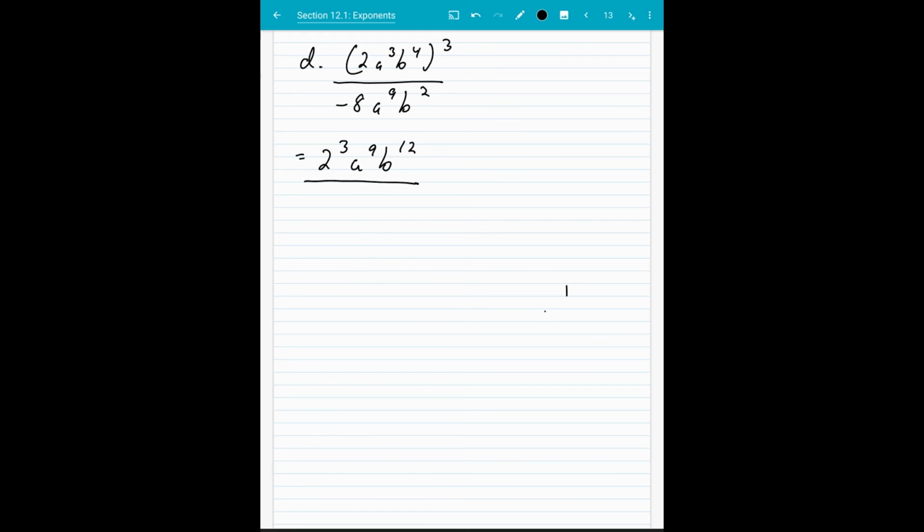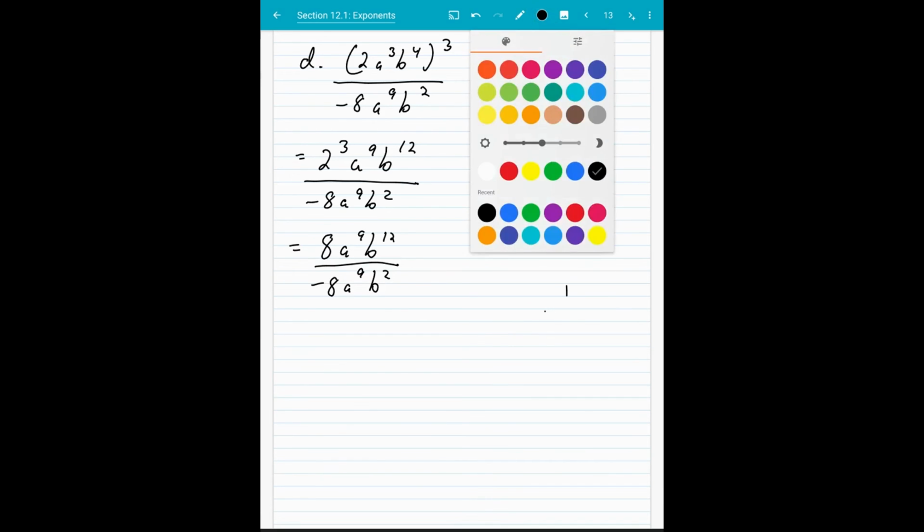The bottom I can't even do anything. There's nothing I can evaluate, so I'm going to just rewrite it. Now keep simplifying top and bottom individually. The top I can simplify that 2 to the third. This would be 8a to the 9th, b to the 12th, over negative 8a to the 9th, b to the second. Now that you can see that the top and the bottom are simplified individually, we can start combining them.